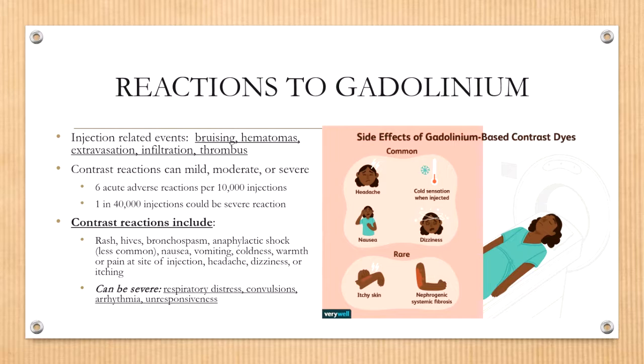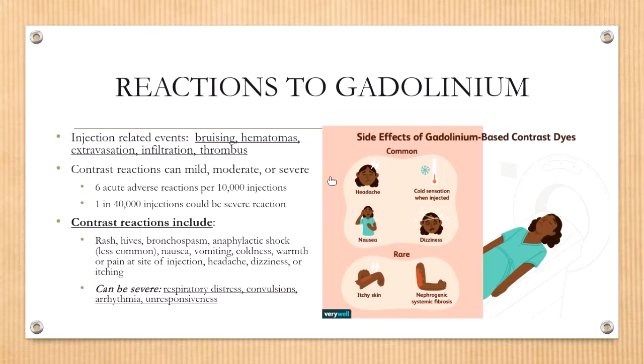The most common things that you might see, however, are related to the injection of the contrast itself, not the contrast in the body, but the injection site. So bruising, hematomas, extravasation, infiltration, which is where you have it going into the wrong place, or a thrombus. Those are all things that you don't want to happen, but those are things that are more common with gadolinium injections. With contrast reactions, they can either be mild, moderate, or severe.